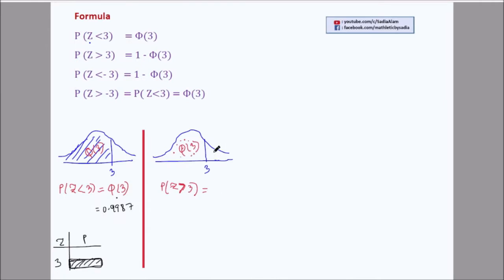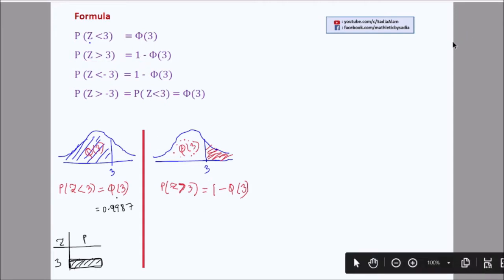3, in that case you need this area, right? The total area is 1. So if you just deduct this left side, that's 1 minus phi of 3, you will get this greater than area. So z greater than 3 is 1 minus phi of 3. And phi of 3 is what? Phi of 3 is the value from the table that we got, like this one. So 1 minus phi of 3 is, for z of 3, the corresponding probability value 0.9987. If you solve this, you will get the result for z greater than 3.